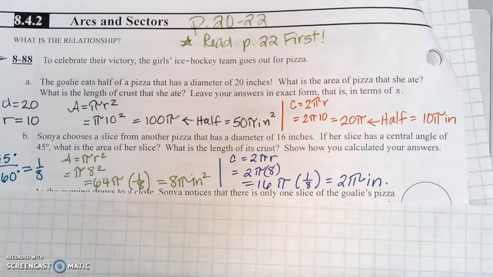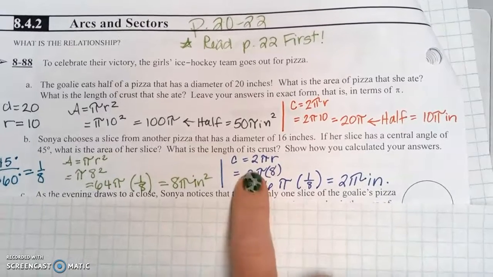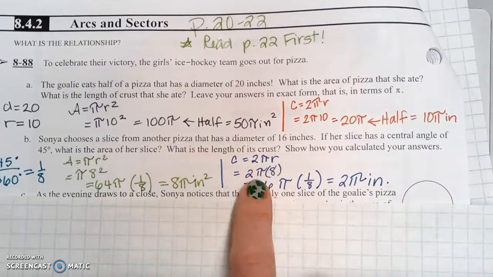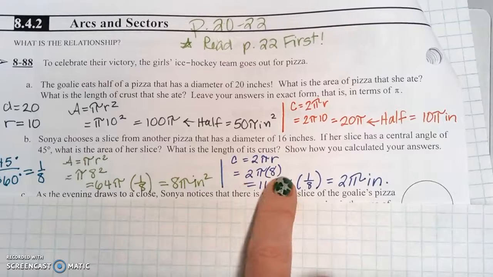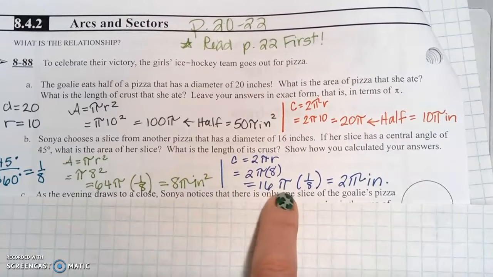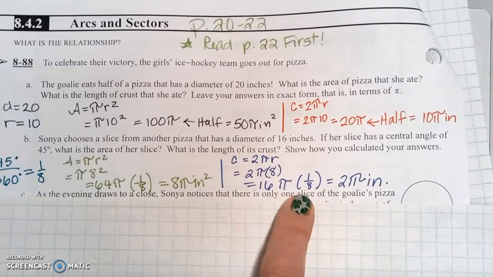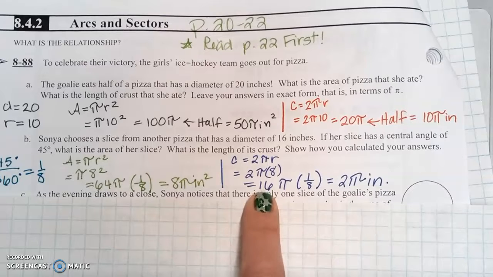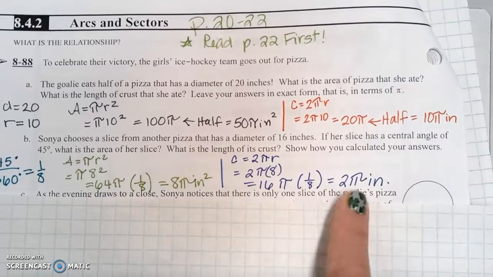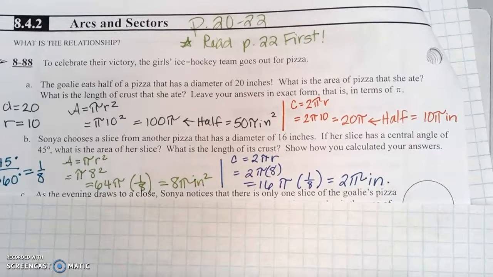Then we just want the crust, okay? So the crust is the circumference, so the 2 pi r, we plug in the radius of 8. 2 times 8 is 16, so we have 16 pi. That's the whole pizza. We just want 1/8 of it, or 45 out of 360. So we divide that by 8, and we're just getting 2 pi inches. Okay? Any questions on part B? All right.